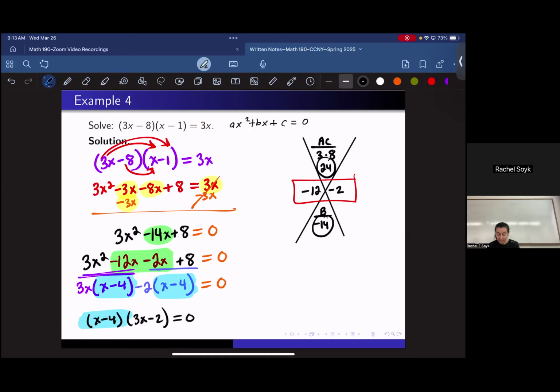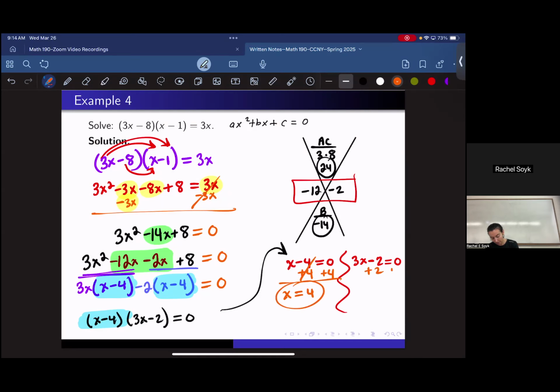We're not done yet because we're asked to solve, so we need to utilize our whole zero product property, set each of the binomials equal to 0 and solve for your variable. And when we do, one potential solution is x is equal to 4. And then the other potential solution is x is equal to 2/3. And then our last and final step is to check our work.